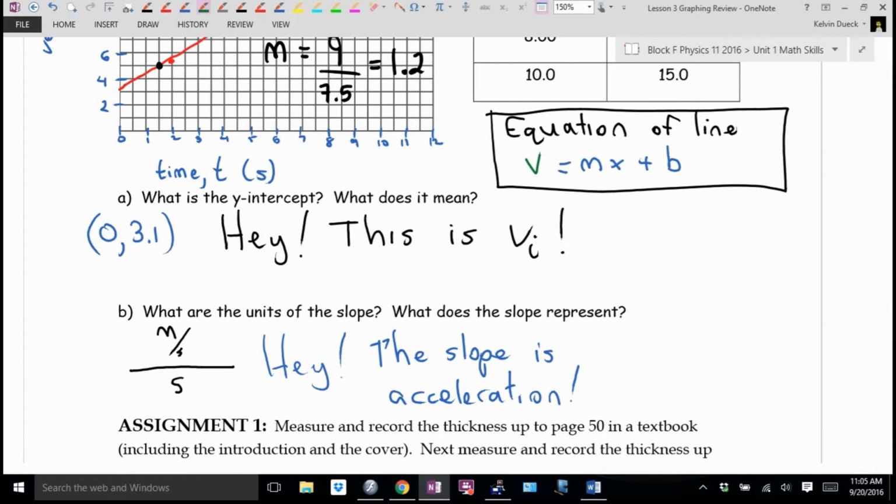M is the slope. All of you are going to write your slope right there. Mine is 1.2. Whatever you got. It's close to that, I think. I'm not going to put an x. What are we measuring on the x-axis? What would be a good letter to use for time? T. Plus, and then B is the y-intercept. My y-intercept, I said, was 3.1.